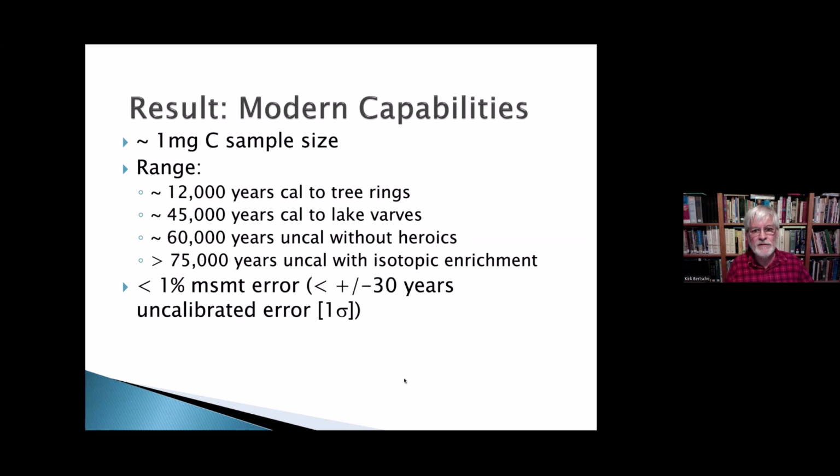And the result is, with modern radiocarbon, we can do about 1 milligram of carbon as a sample size. And we can get, well, it's 14,000 years now for tree rings, about 45,000 for lake varves. You can get back to about 60,000 years uncalibrated age without doing any heroic stuff, and about 75,000 if you do all kinds of fancy things. And you can get less than 1% measurement error, which equates to about plus or minus 30 years on a date. So that's what you can do now with radiocarbon.